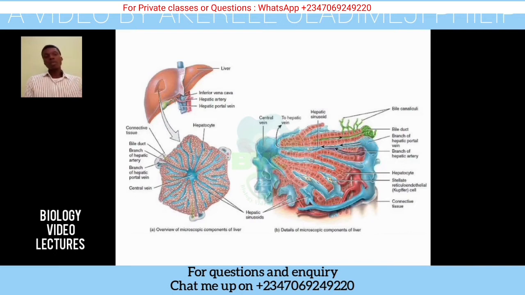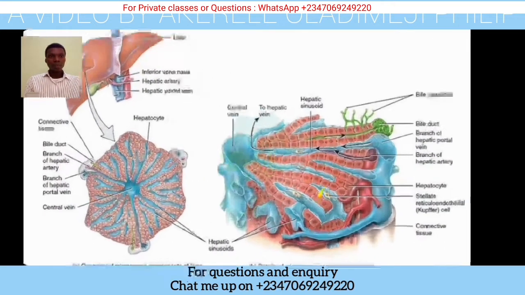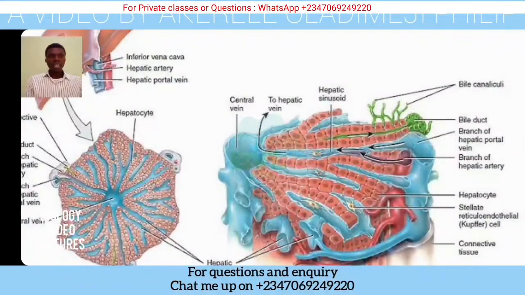And there's something I want to quickly explain here. You see something here called a sinusoid. Sinusoids are just canals that connect the central vein to the branch of the hepatic portal vein. So a sinusoid connects the hepatic portal vein and the central vein together. That is actually from an advanced level to some extent, please.